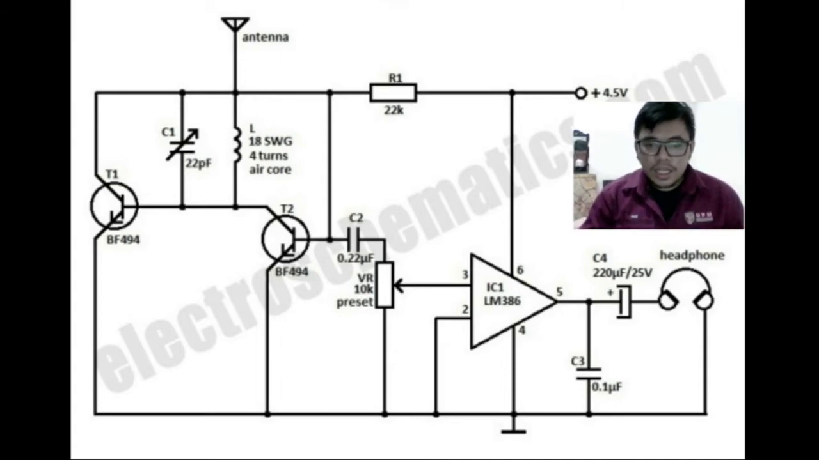Then the signal will be coupled to capacitor 2 before passing through the VR 10K preset. This functions as a controller for the volume input of the amplifier. What is the amplifier? The amplifier is the IC LM386, which functions as a low voltage audio power amplifier, very suitable for radio. And then the output can be heard through the headphone or speaker, depending on the radio.